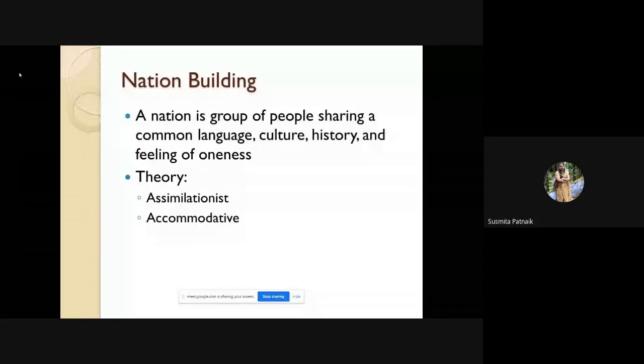In this case, what happened? The state was created by sharing one common language, common race, or common religion. Race means they are having one similar race. The people build one state, and that is called a nation.